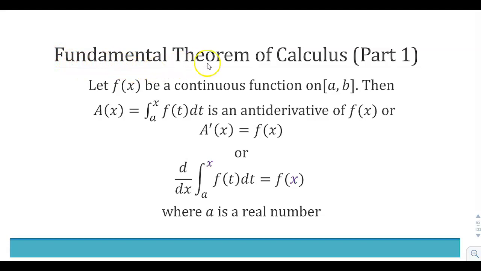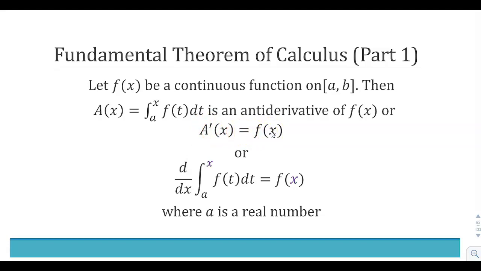We've now arrived at the Fundamental Theorem of Calculus Part 1. Let f of x be a continuous function defined on the closed interval from a to b. Then A of x equals the integral from a to x of f of t dt is an antiderivative of f of x. Or another way to think about this is A prime of x is simply equal to f of x.